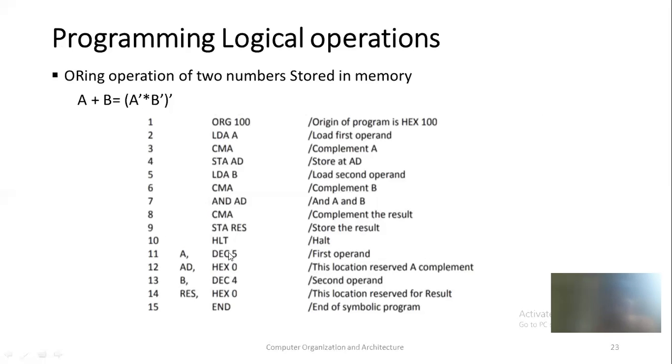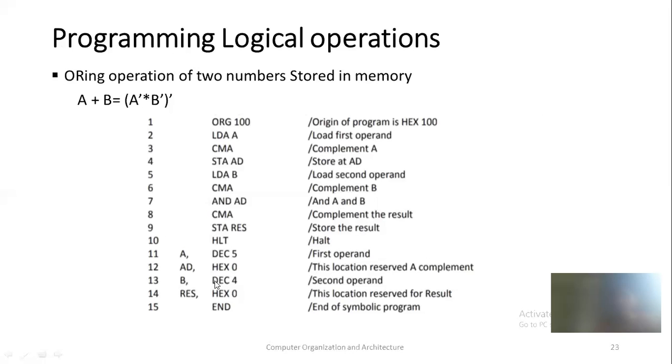Here your program is completed, and these are your operands at labels A, B, and result. For result and AD, we have stored 0 because they don't contain anything, but by your program you will store some result over there. So in this way you can do the ORing operation. Simply, what you are using here is just De Morgan's law.